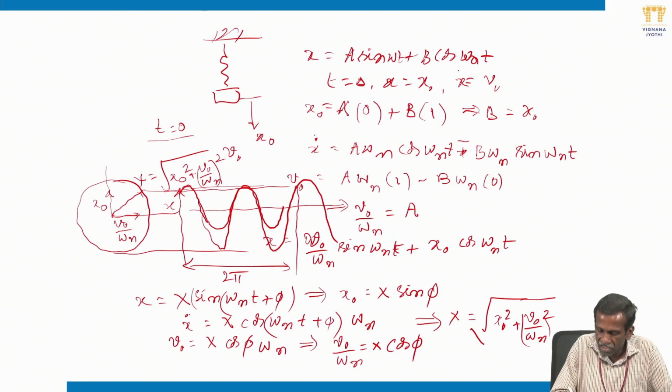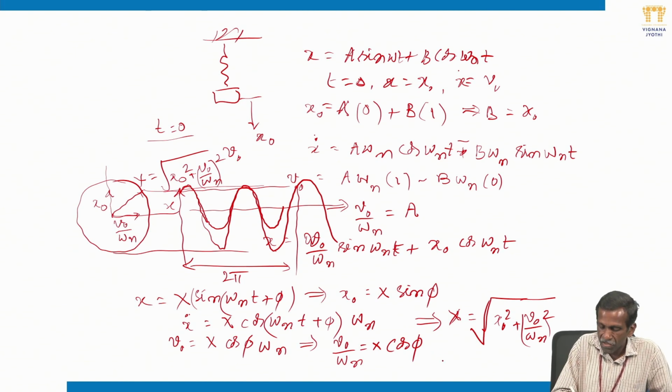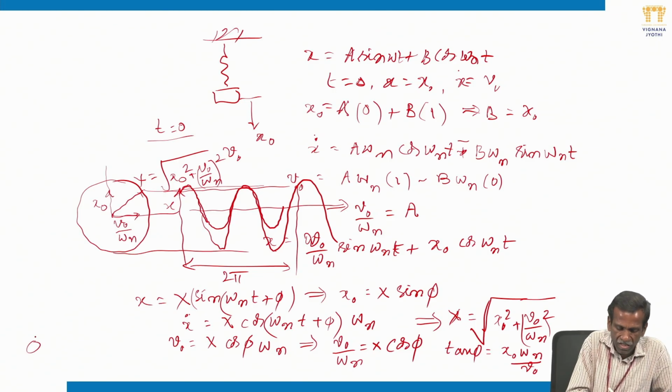So whatever initial form you take, if your displacement initially has certain values x naught and v naught, then this maximum amplitude is the same, it won't change. Then the phase angle, tan φ, is x naught by (v naught by ωn), that is x naught ωn by v naught, or φ is tan inverse of x naught ωn by v naught.